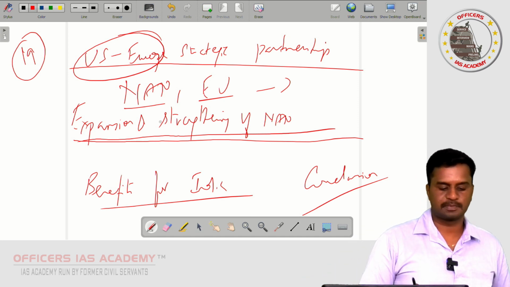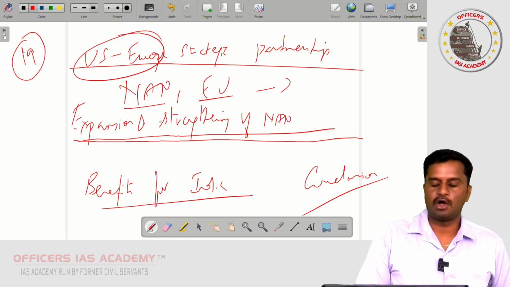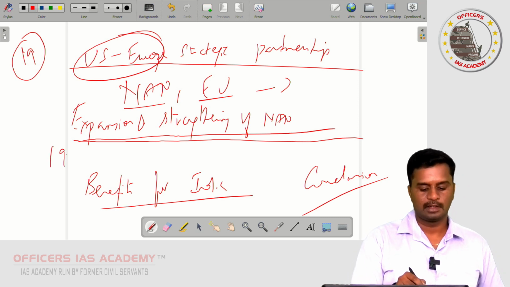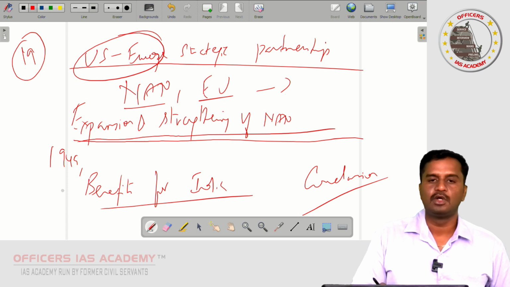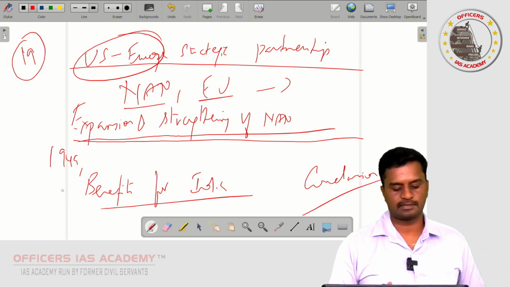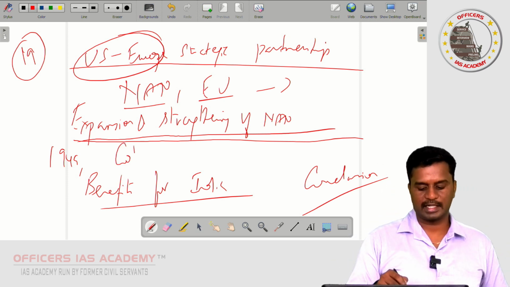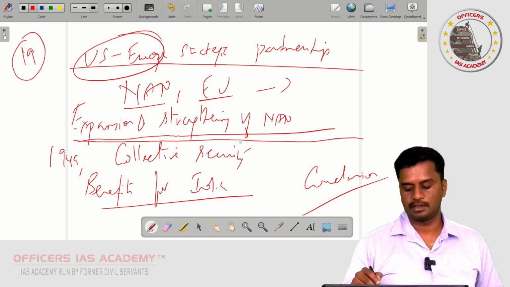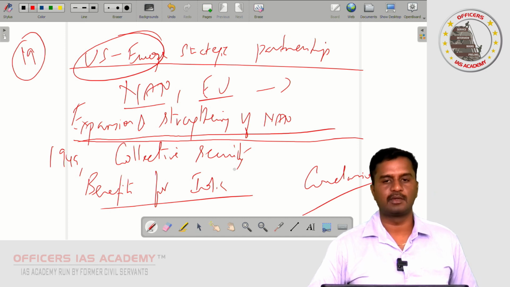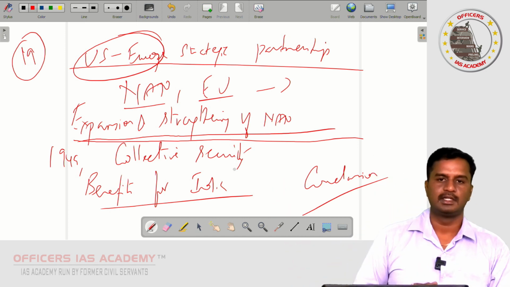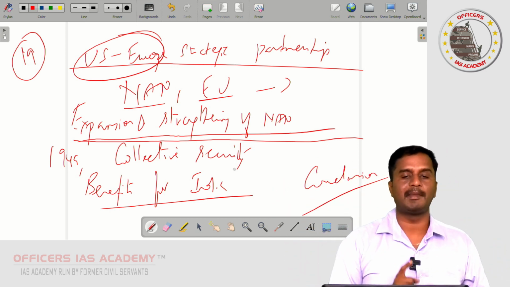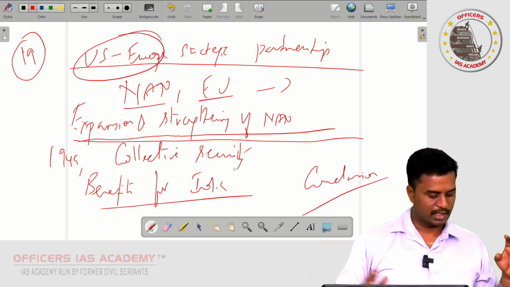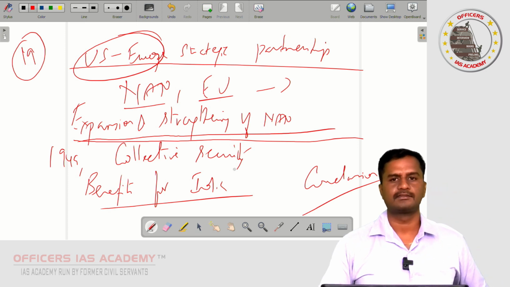Now second, expansion and strengthening of NATO. Now write briefly about NATO. NATO formed in 1949, principal Cold War era security organization. The motto is collective security. What is collective security? All members join together, provide security for all the members. If a third country attacks one NATO member, it will be taken as an attack against entire NATO. So this is called collective security.